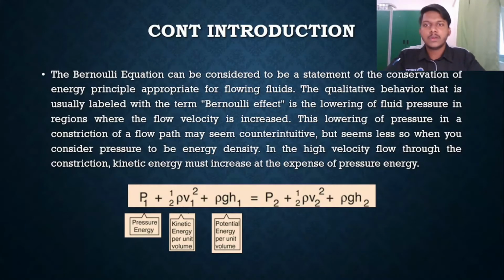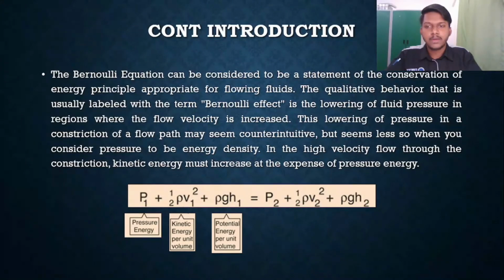As a continuation, the Bernoulli equation can be considered to be a statement of the conservation of energy principle appropriate for flowing fluid. The qualitative behavior that is usually labeled with the term Bernoulli effect is the lowering of fluid pressure in regions where the flow velocity is increased. This lowering of pressure in a constriction of a flow path may seem counterintuitive, but seems less so when you consider pressure to be energy density. In the high velocity flow through the constriction, kinetic energy must increase at the expense of pressure energy.